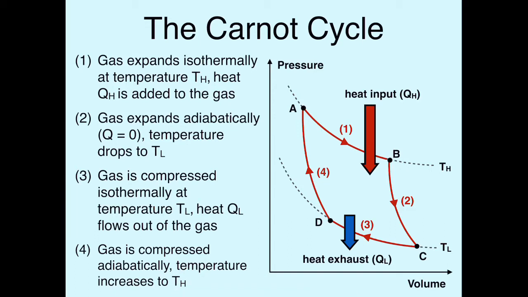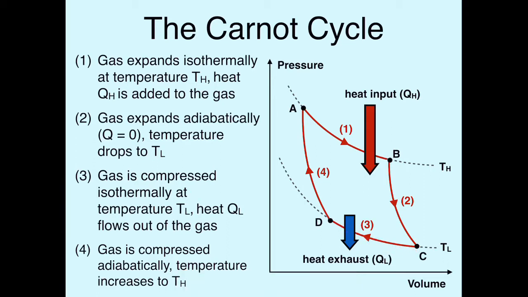Then the third thing that happens is the gas starts to become compressed. So we go from point C to point D. This is an isothermal compression. So it's isothermal, meaning the temperature is constant. That temperature again is TL. And as we compress the gas isothermally, now some heat is going to flow out of the gas. Okay, so when heat flows out of the gas, we call that QL, or heat exhausted. And that's where that happens in the cycle. This is when the heat gets exhausted. It happens during the isothermal compression.